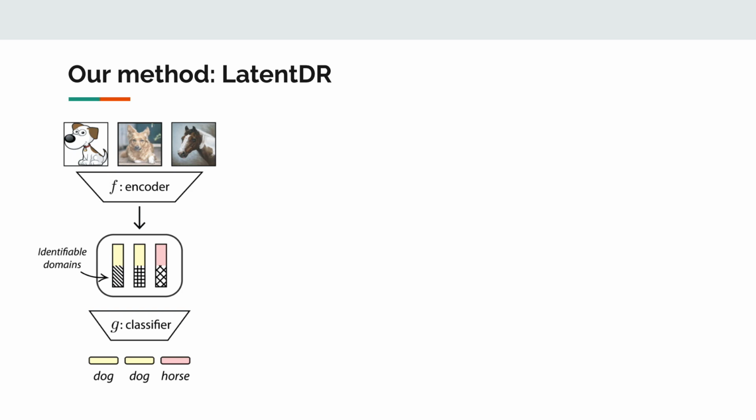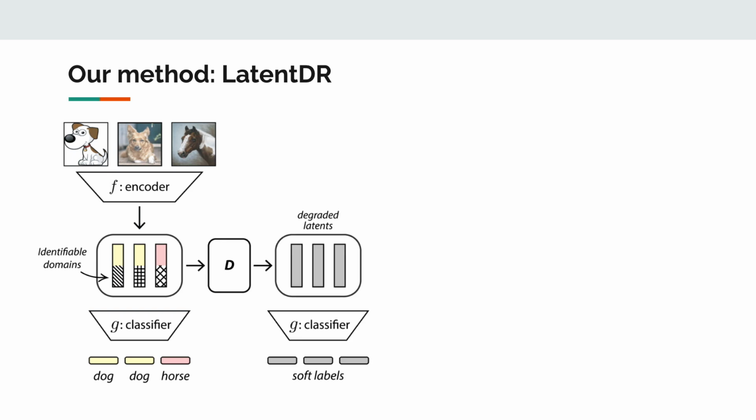To correct that, we first use a degradation transformer that treats each latent representation within a batch as a discrete token and use self-attention to degrade the latents equally. We achieve this by mapping the degraded latents to generated soft labels, which is an average of labels within the batch, and then train the same classifier on them. This process would effectively blur the representations by creating challenging examples.